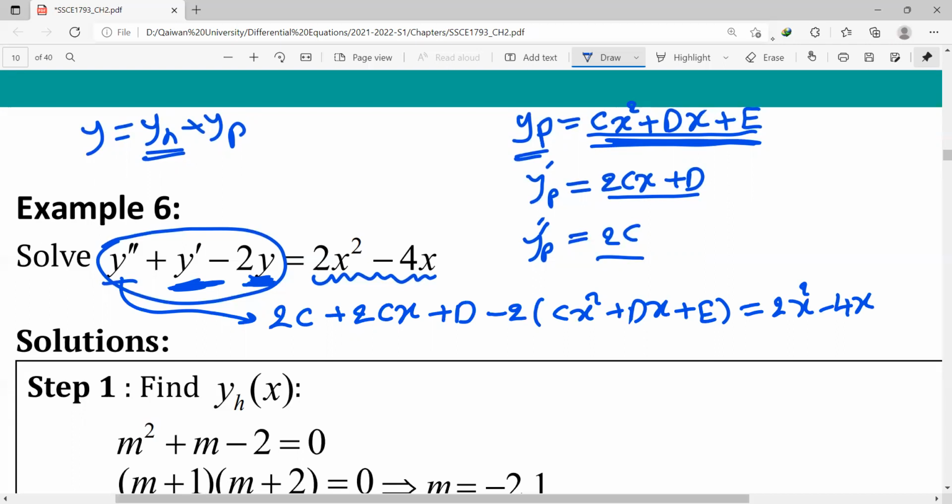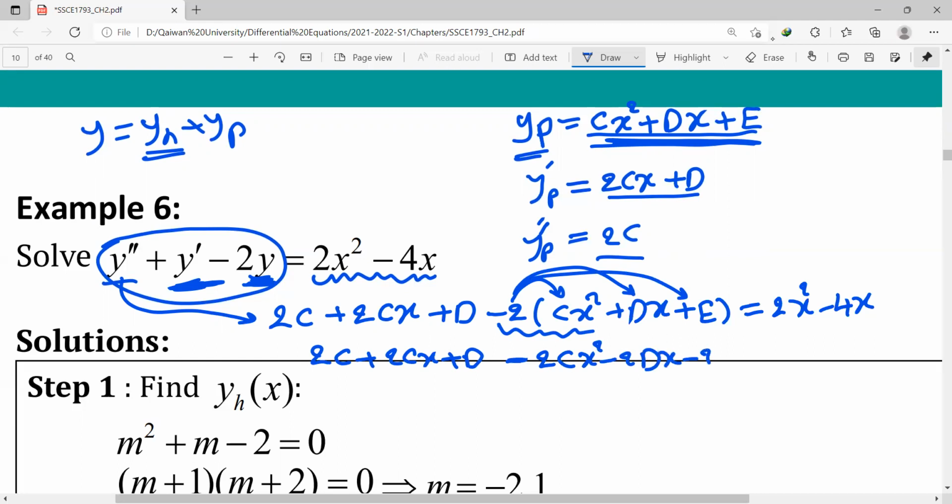So here we have minus 2. We first multiply this negative 2 into the brackets. What we get is 2c plus 2cx plus d, minus 2cx squared minus 2dx minus 2e. It equals 2x squared minus 4x.